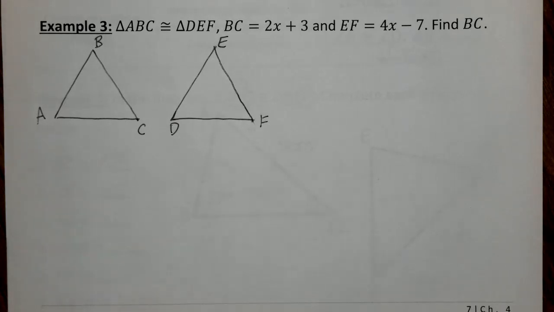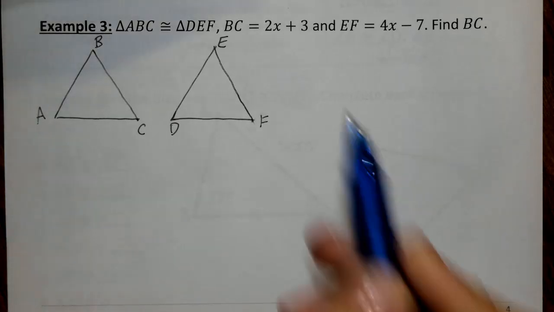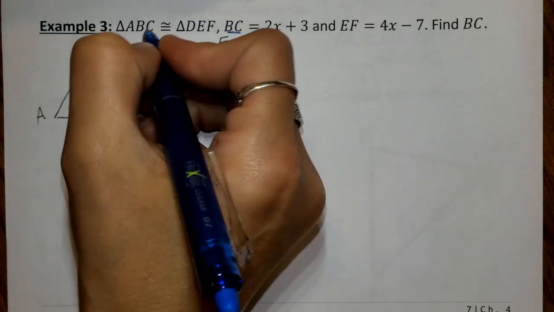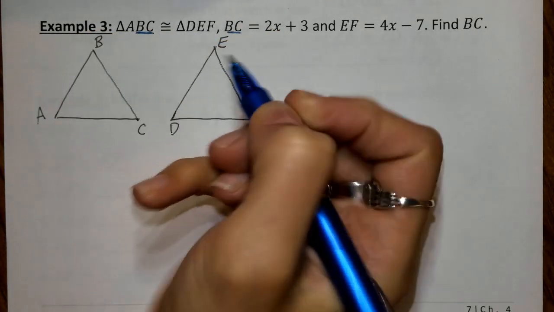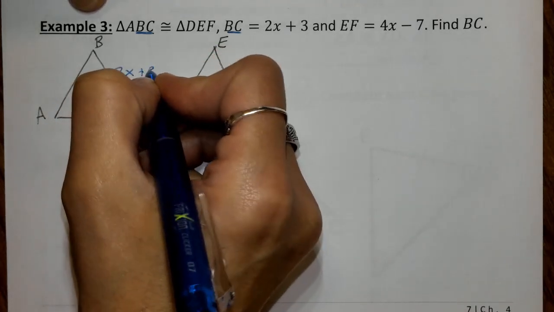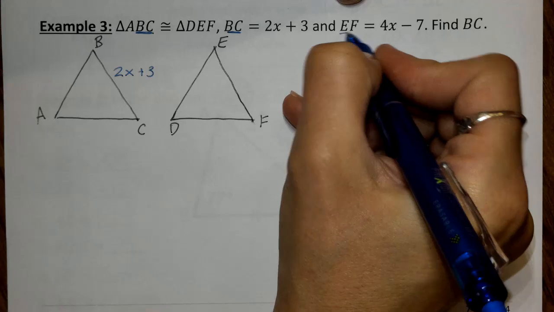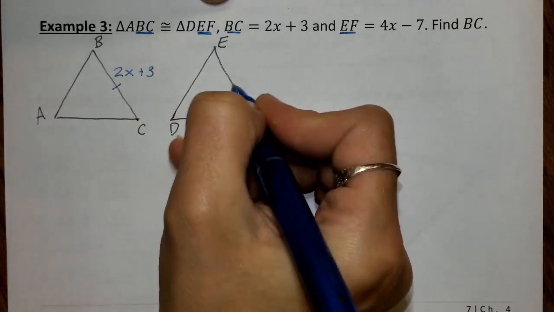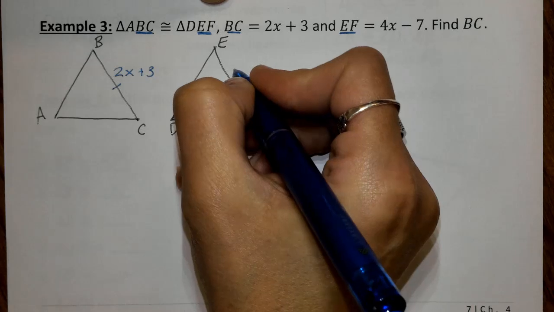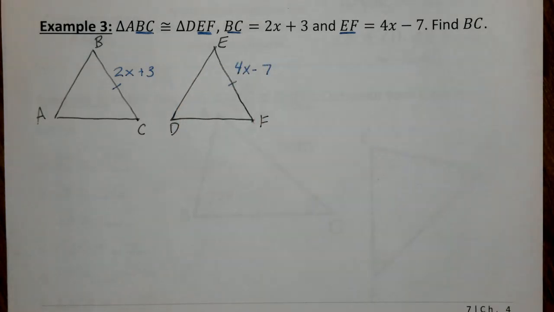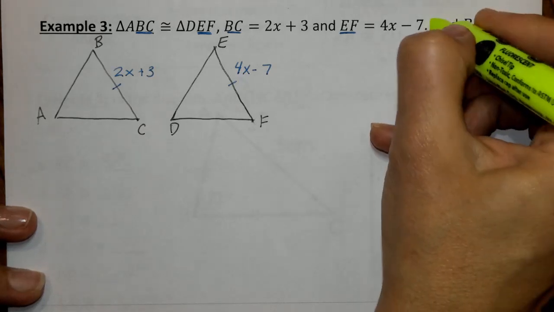So let's take a look at BC is equal to 2x plus 3. So BC, over here, we've got the last 2 letters. And on our picture, we'll go ahead and label 2x plus 3. And we look at EF. EF is also the last 2 letters. So these 2 sides will be congruent. They correspond. And this is 4x minus 7. They are going to want us to find the measure of BC.